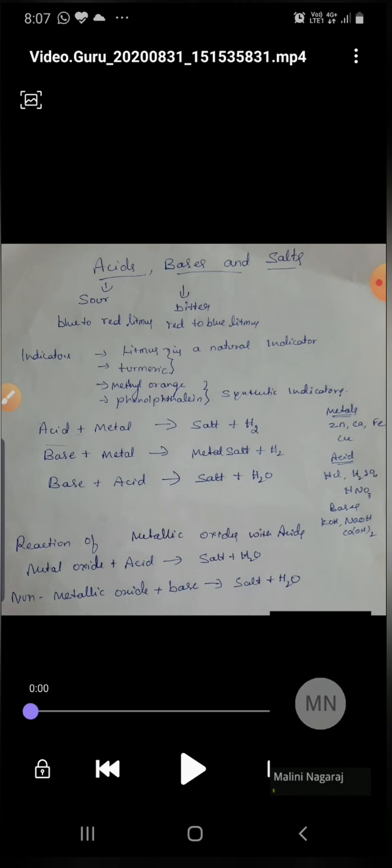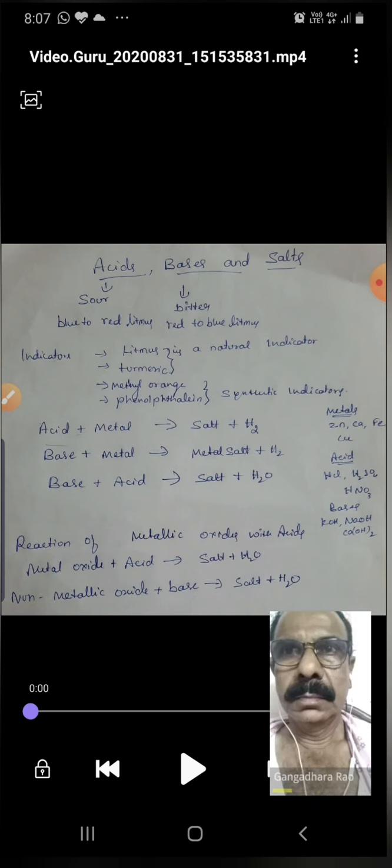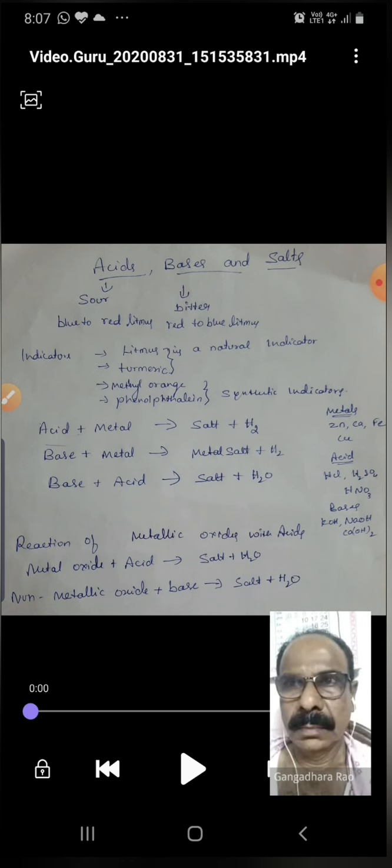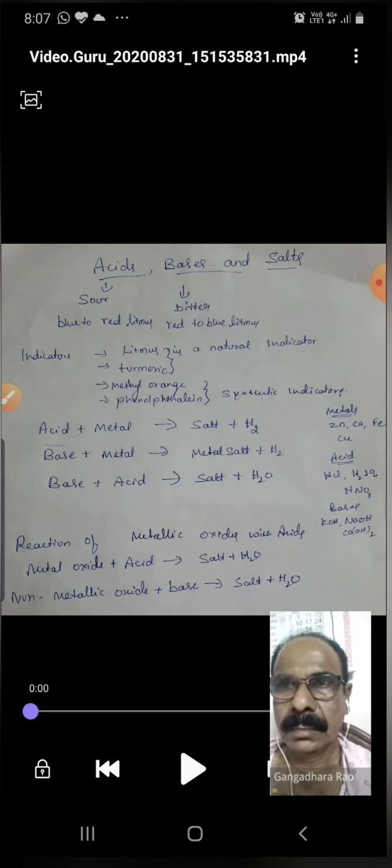All these three are neutralizations. That is base and acid, metallic oxide plus acid, non-metallic oxide plus base, always result in the formation of salt and water. Such reactions are called neutralization reactions.